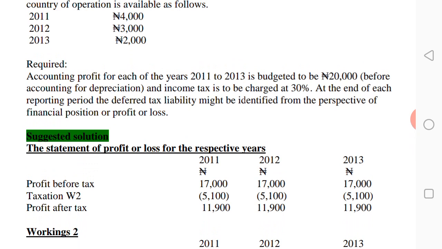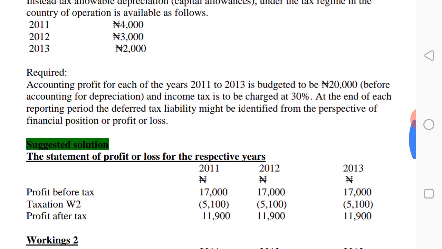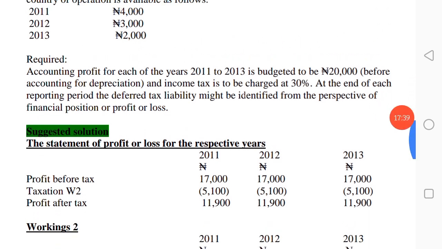Now you are required to note that accounting profits for each of the years, 2011 to 2013, are budgeted to be 20,000 before accounting for depreciation. I mean, the profit before depreciation is 20,000. The profit after depreciation, that is your profit before tax, will be 17,000, because you deduct depreciation of 3,000. And the income tax is to be charged at 30%.